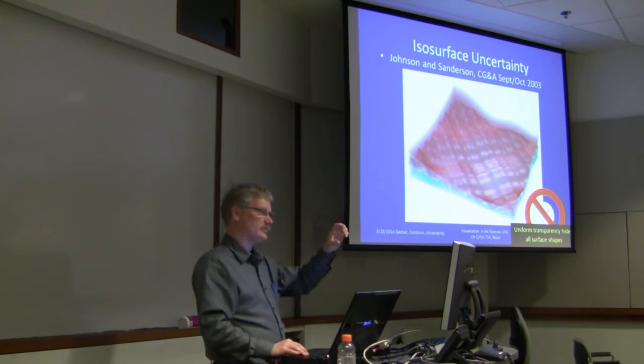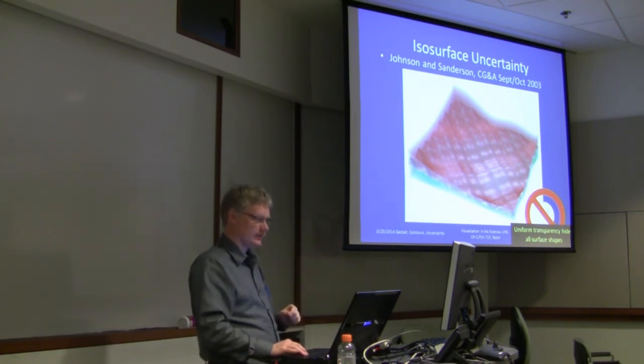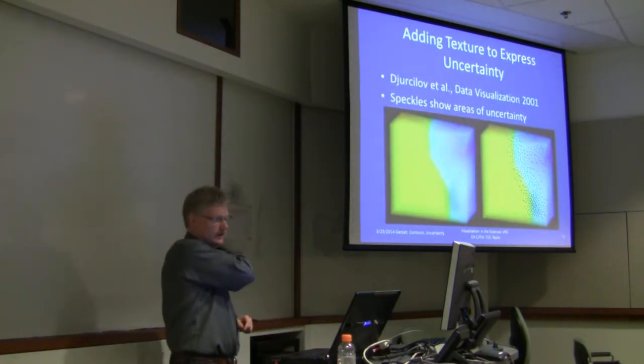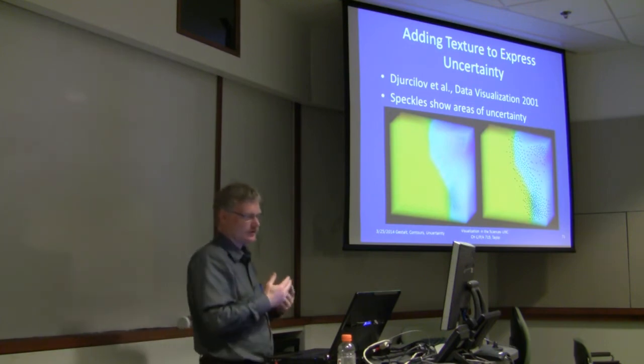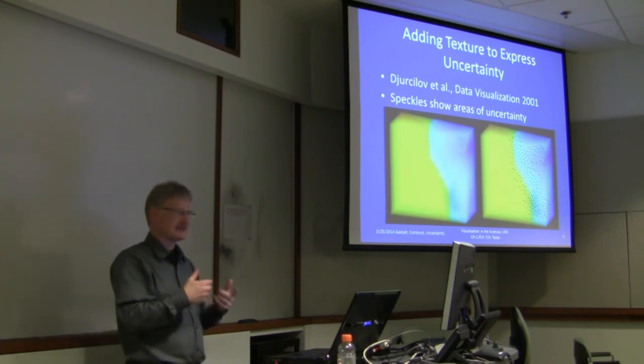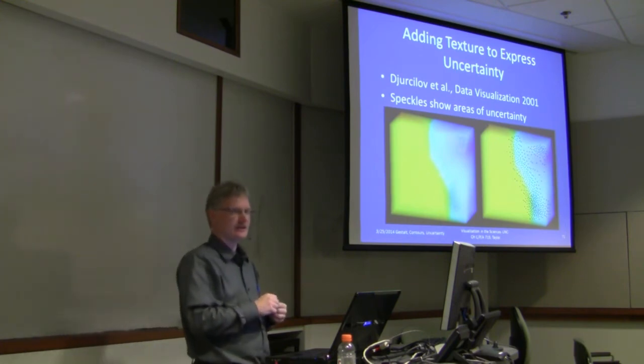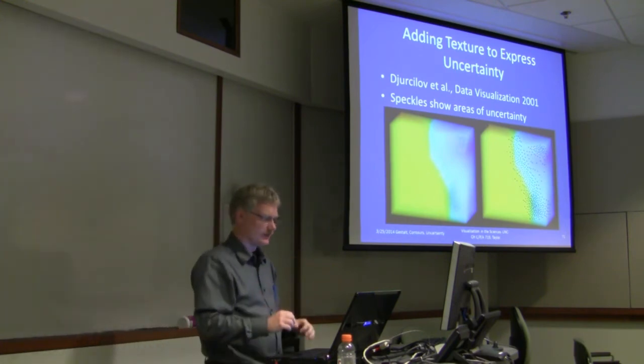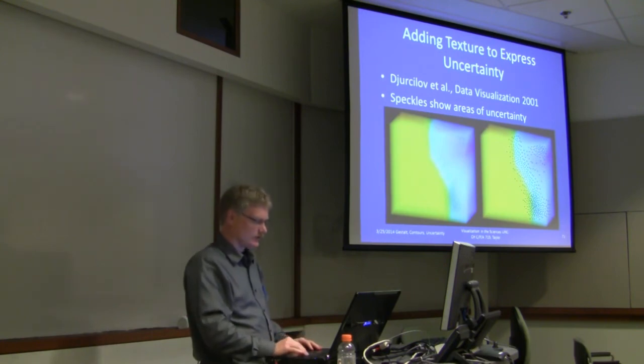Or, as he suggested, if you put line glyphs above and below, they can give you an idea of what's going on. This is very similar to the volume rendering we saw before, but instead of just making it uniformly transparent, it adds speckles in areas where there's uncertainty, and so things start to disappear probabilistically along those regions.